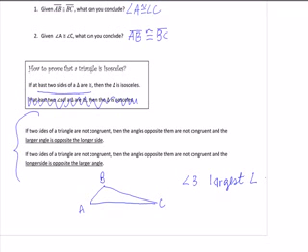Lucas? BC. Well, the larger angle is opposite the longer side. So opposite means across from. AC is the longest side. And also the side opposite the smaller angle is going to be smaller.